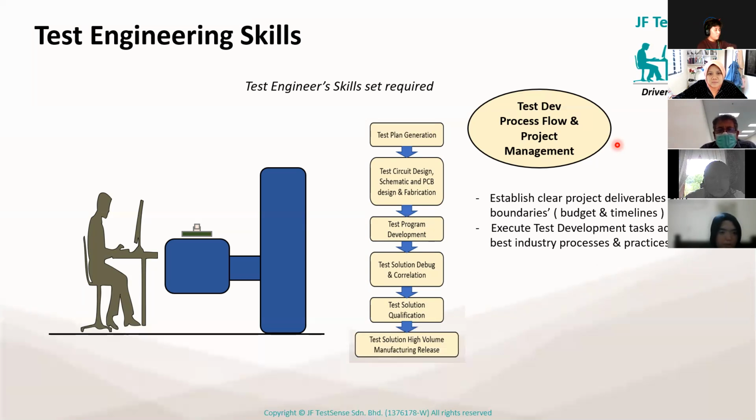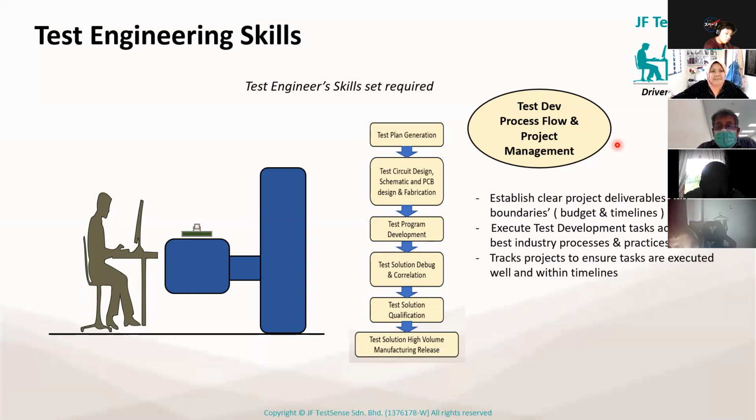And then he must execute the test development tasks according to the best industry processes and practices. In the JFTest sense, we are engineers with many years of experience, and we've been using industry best practices to do our test development projects. Of course, the engineer will need to track the projects to ensure the tasks are executed well and within timelines. He tracks and communicates the status to the stakeholders. Stakeholders are all those managers and the customer.